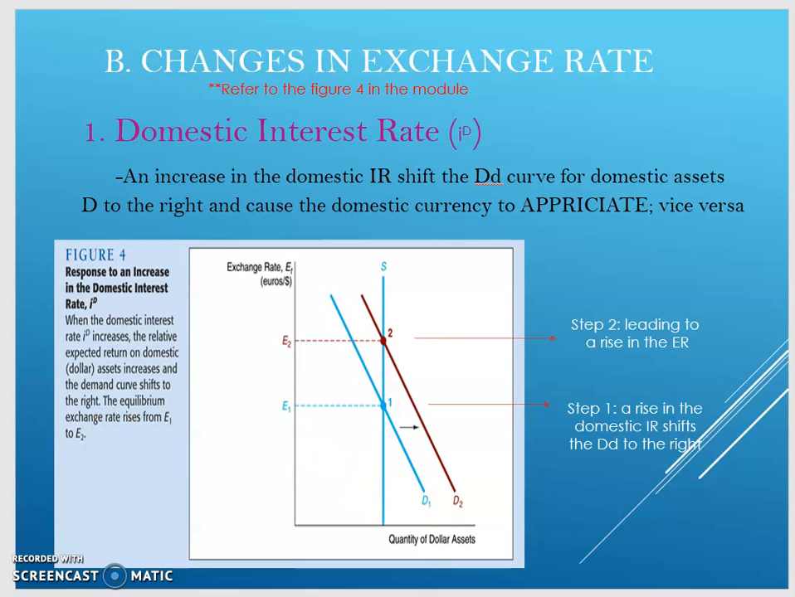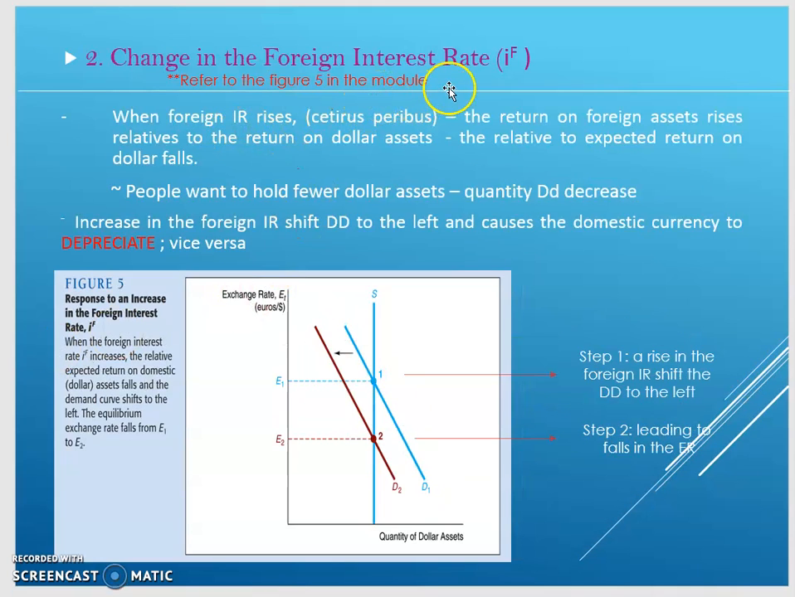Okay, now look at the change in foreign interest rates. Refer to figure 5 in the module. When the foreign interest rate rises, ceteris paribus, meaning other things held constant, the returns on foreign assets rise relative to the returns on dollar assets. The relative expected returns on dollars will fall. People want to hold fewer dollar assets.